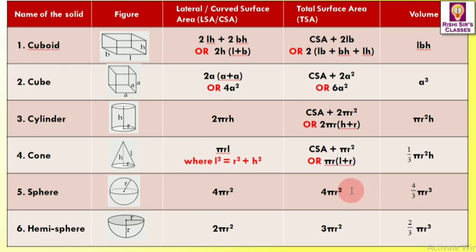CSA and TSA both are the same, 4 pi r square, and the volume is 4/3 pi r cube. Now moving on to hemisphere.